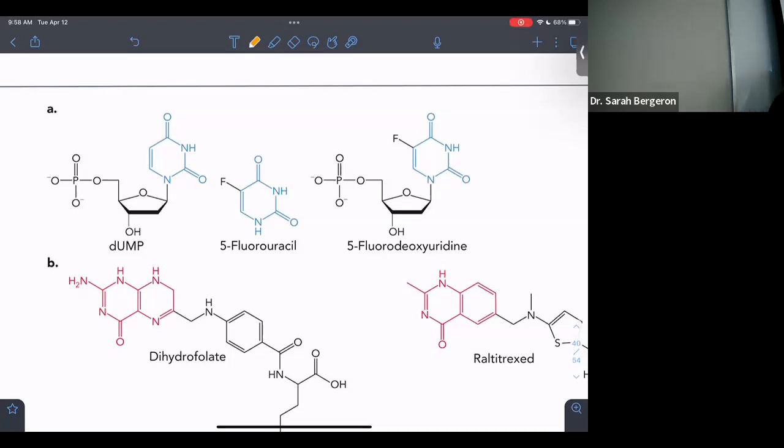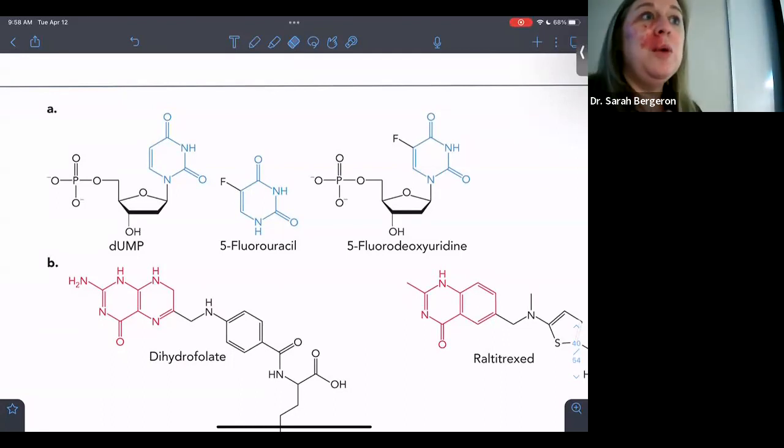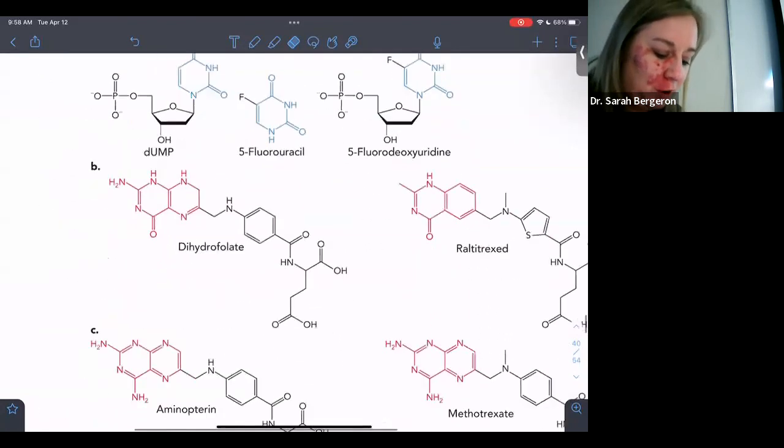No, right? It's got this fluorine on here. That's not going to fit in our enzymatic pocket. It's not going to work, right? So it's going to inhibit our conversion from dUMP into dTMP.